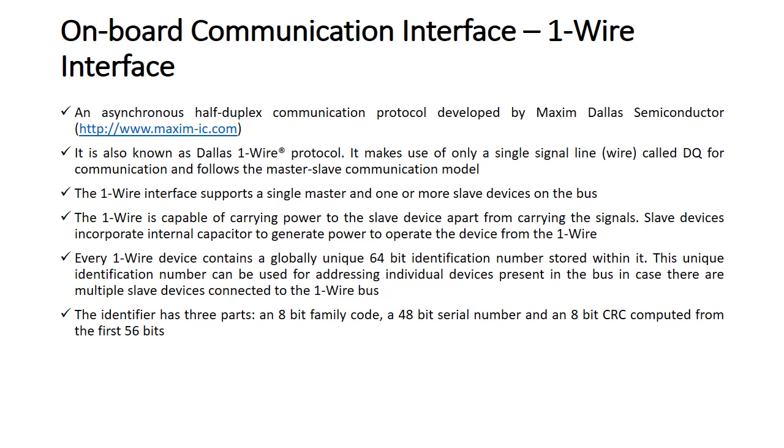So these are the parts of a 64-bit unique identification number. It will have basically three parts: an 8-bit family code, then a 48-bit serial number, and then an 8-bit cyclic redundancy check computed from the first 56 bits, that is 48 plus 8 bits.